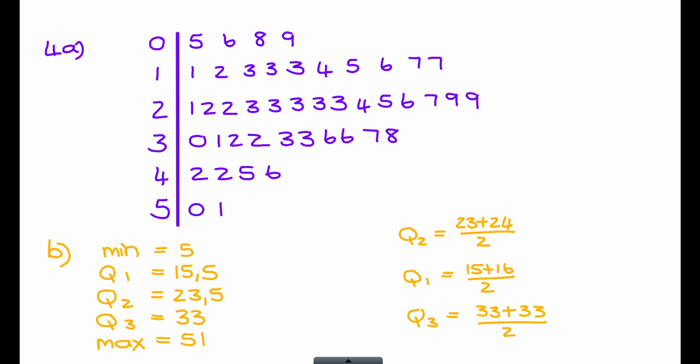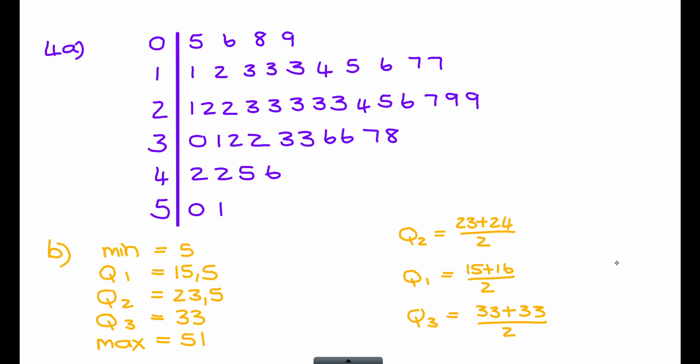Nee, en dit is dan hier by 23 en 24. These two. That's the 22nd and 23rd entry. So what I did is over here, I added 23 and 24 and divided by 2. En dis week dan kry my Q2 is 23,5.